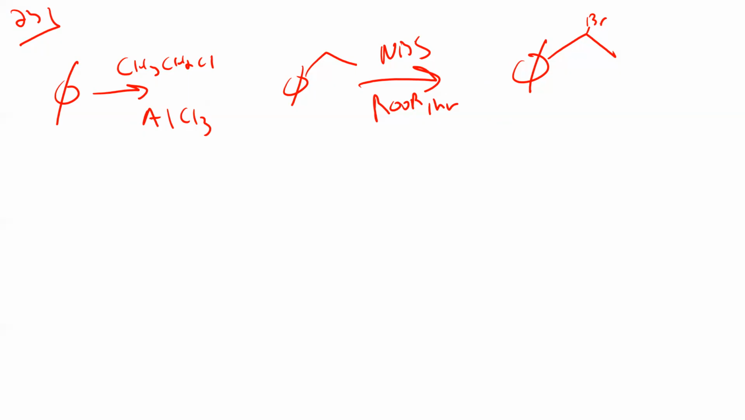Now let's add a strong bulky base. So we're going to get rid of this bromine here with a strong bulky base. And what strong bulky base do you think we're going to use? Tert-butoxide. So we have this CH3. And this base is going to come in here, take that proton, and it's going to go, right? So if we do that, then we're going to have this right here.